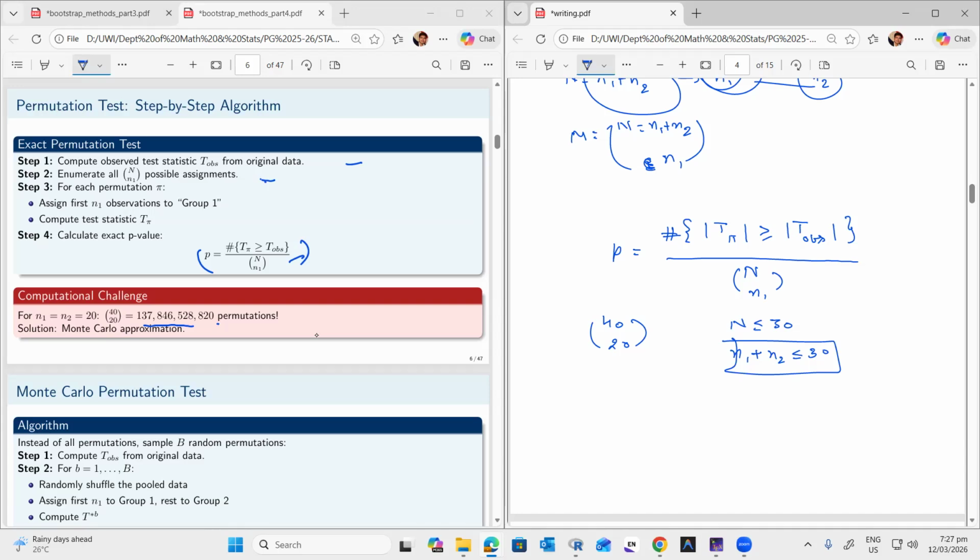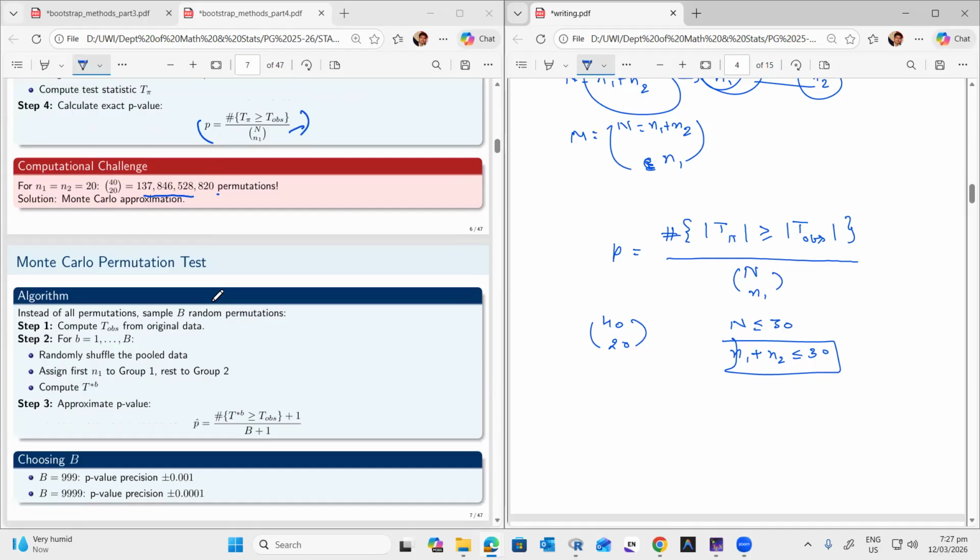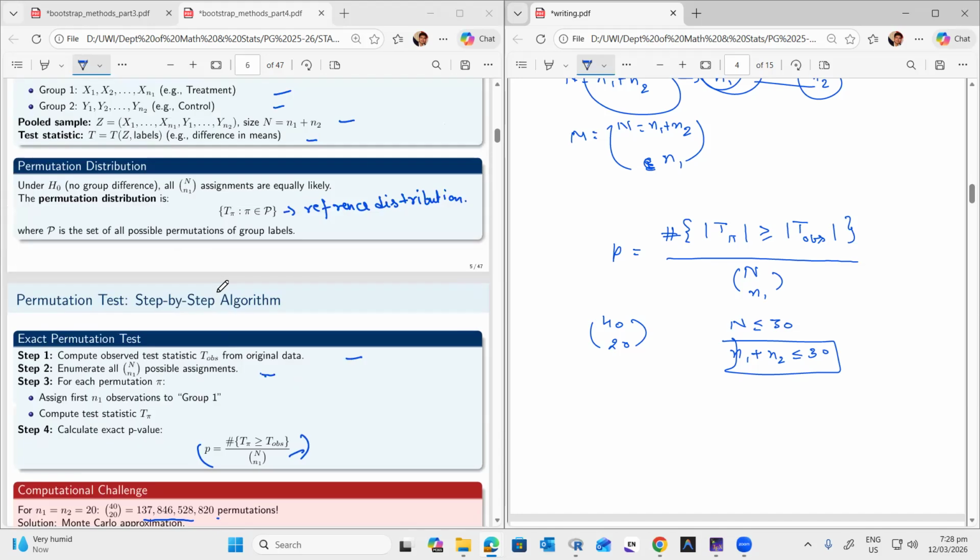Okay, and we should avoid the idea of examining all the permutations. All right. So in that situation, the solution is the Monte Carlo permutation. Okay. So instead of examining all the permutations, we randomly sample a large number B of the permutations from the set of script P.